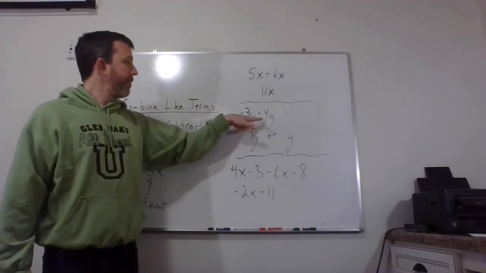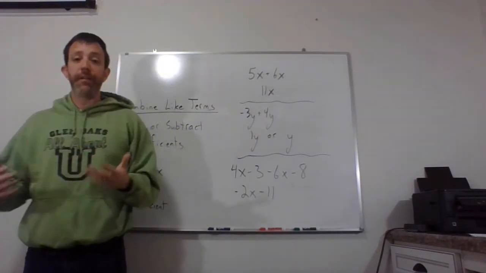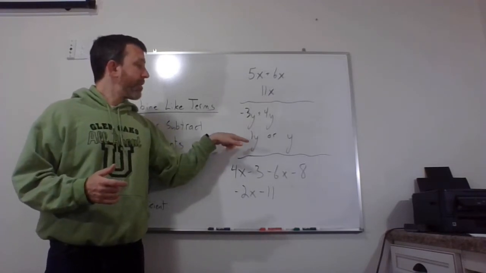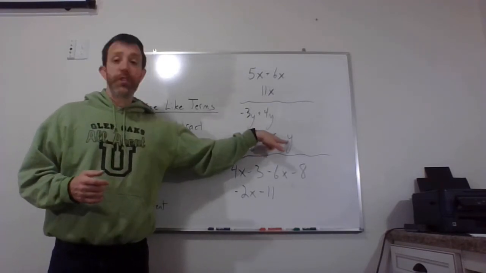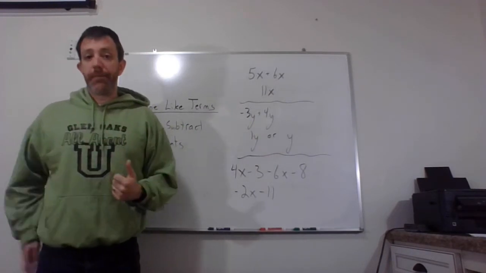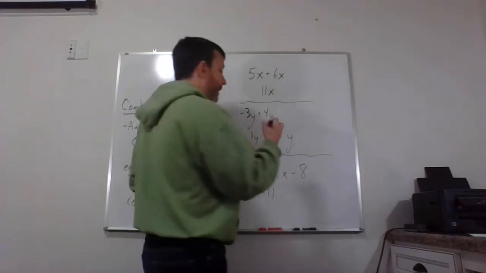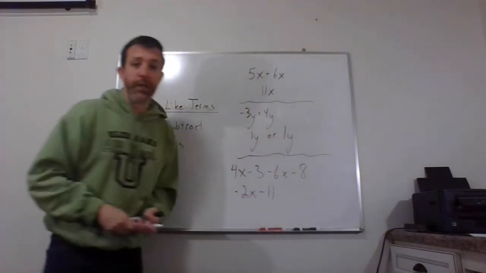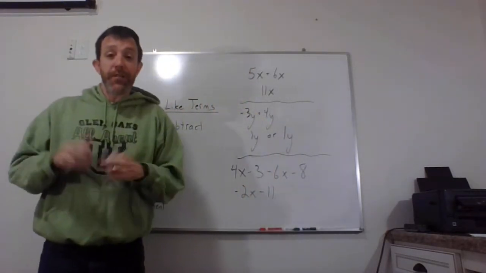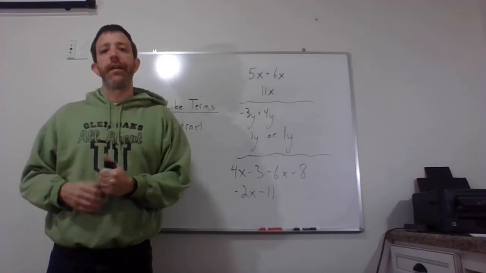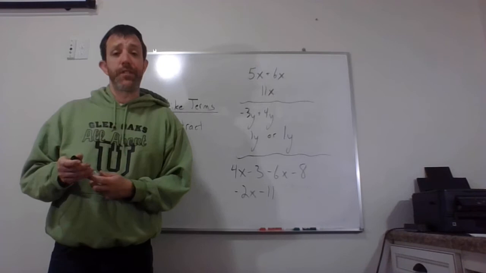Here we have negative 3y plus 4y. Same kind of thing, negative 3 plus 4 is 1, so we get 1y. But just a note, 1y and just plain y are exactly the same thing. In fact, if there isn't a number in front of your letter, it is always a 1. Okay, so that's worth knowing because a lot of times we put just the letter down there and you have to remember that it's just a 1.